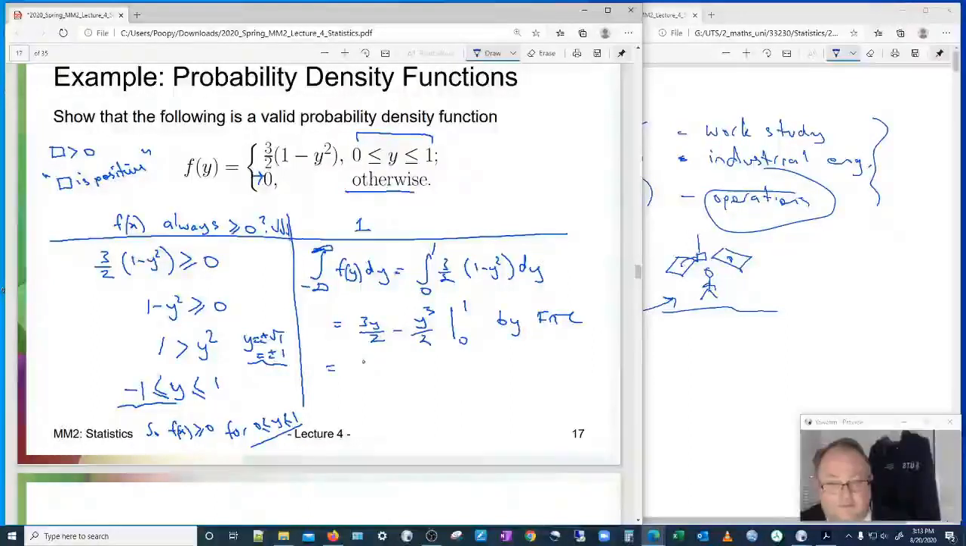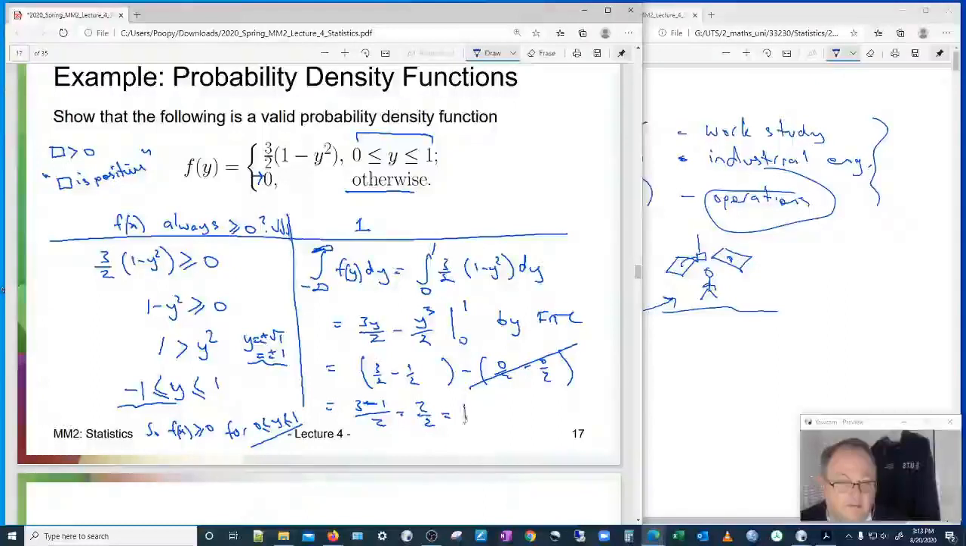So we've got our fractional parts, and we've got 3 on 2 minus a half, and 0 on 2 minus 0 on 2, so that's gone. And so 3 on 2, 1.5, whoops, 3 minus 1 on 2 is 2 on 2, and so the integration over that interval is in fact 1, so tick, it is a PDF. So it is a valid probability density function.